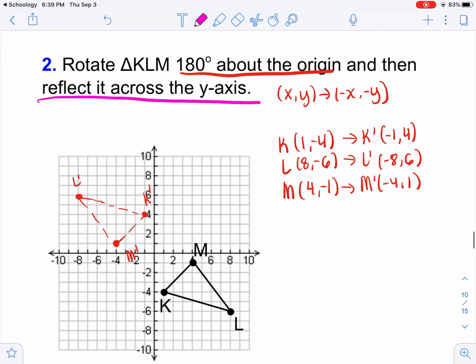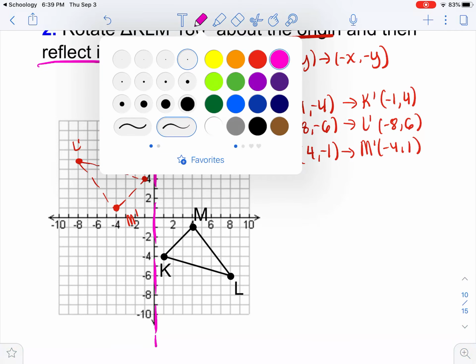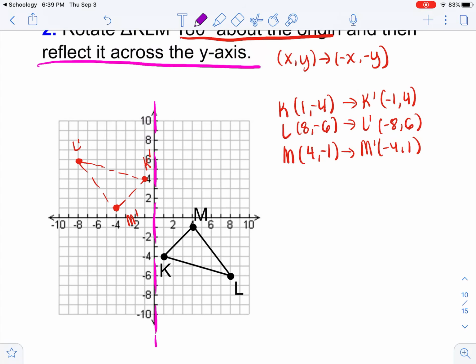It says then reflect across the y-axis. So now I have to find the y-axis, put a dashed line there. And now I want to reflect all of these points over the y-axis. So I'm going to start with K. K is 1 to the left. Now it's 1 to the right. M is 4 to the left. Now it's 4 to the right. And L is 8 to the left. So now I'm going to go 8 to the right.